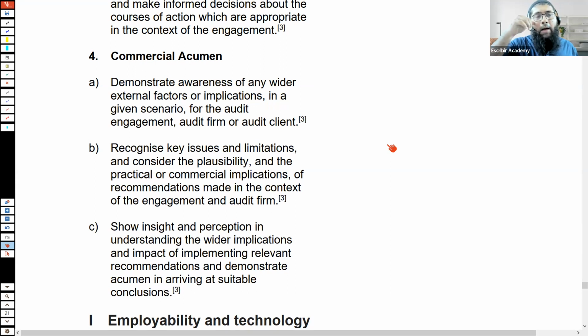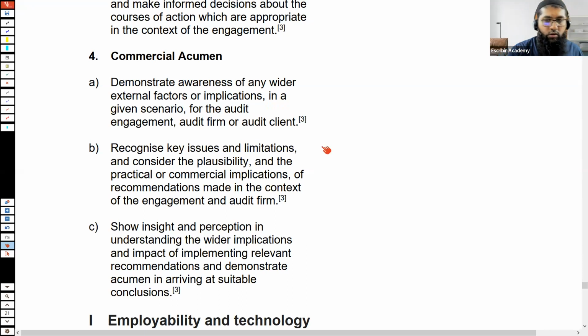Basically, having commercial acumen is to know what decisions could be commercially beneficial. Obviously, you have to keep in mind the ethical aspects, but you have to make sure what elements are beneficial commercially. That is, what is it that is not going to cause you a loss? That's to have the commercial acumen.